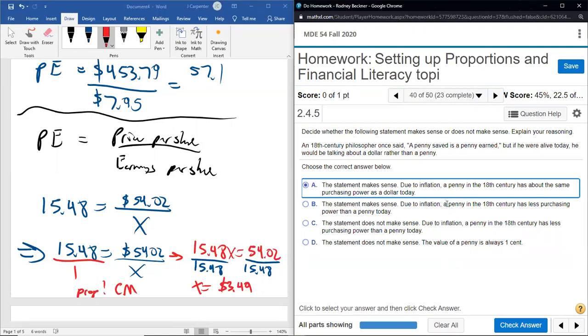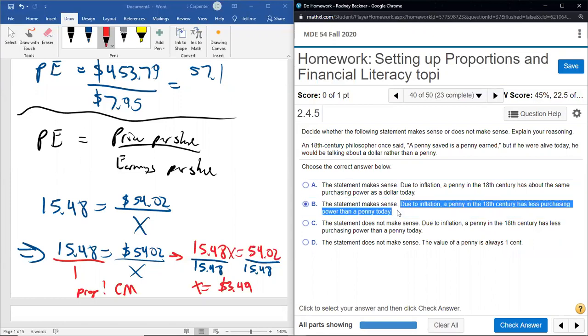So the statement makes sense. Due to inflation, a penny in the 18th century has less purchasing power than a penny today. Now, this statement right here that I'm highlighting is accurate. Due to inflation, a penny in the 18th century, which might have bought you a loaf of bread or something like that, is going to have way less purchasing power than it would today.